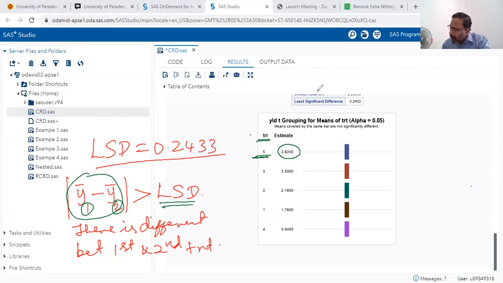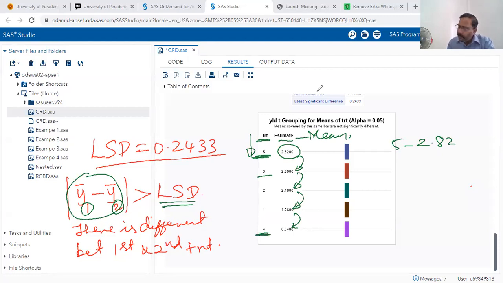Fifth treatment. Estimate mean, it is the mean value. So fifth treatment mean value is 2.82. Then what is next? It is in the descending order. The next one is the third treatment. The lowest is the fourth treatment. Earlier in the graph we have identified the highest value for fifth treatment, lowest yield for fourth treatment.